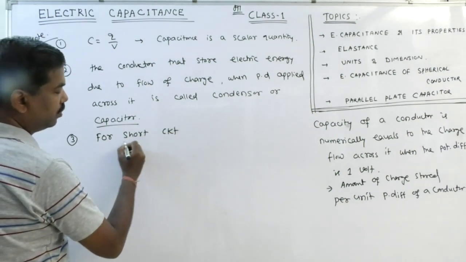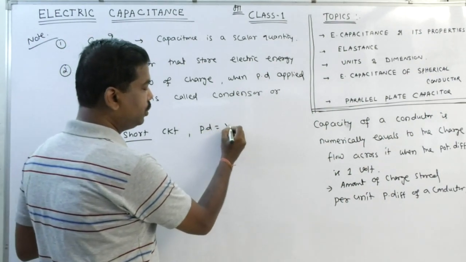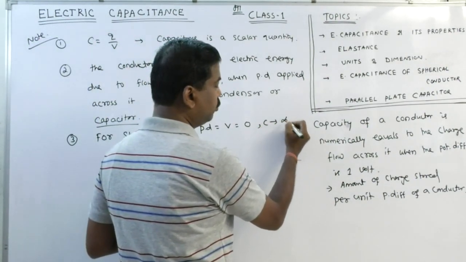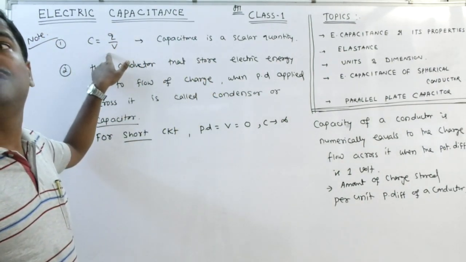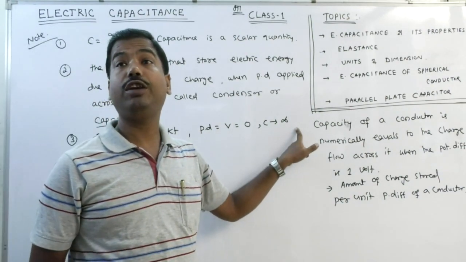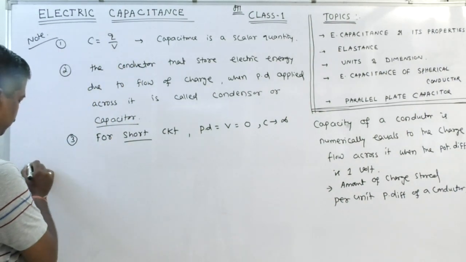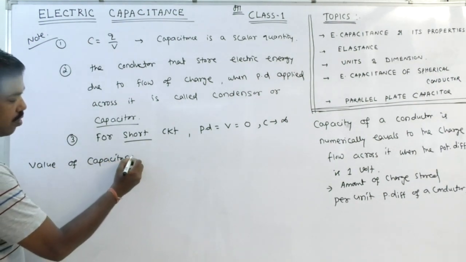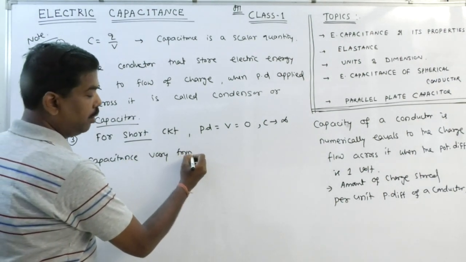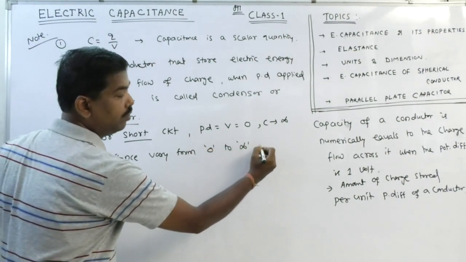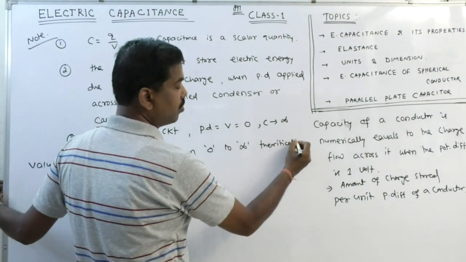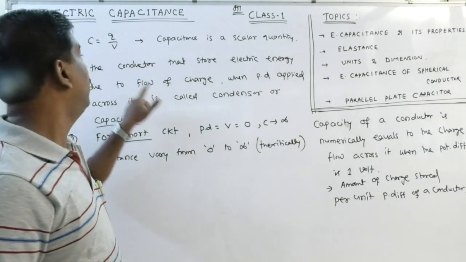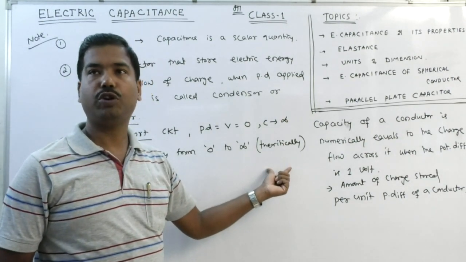For a short circuit, potential difference is equal to zero. It means in C is equal to Q by V, when V approaches zero, then capacitance tends to infinity. The value of capacitance varies from 0 to infinity theoretically. Clear? When V tends to infinity, capacitance becomes 0. When V tends to 0, capacitance tends to infinity. So theoretically 0 to infinity is possible.